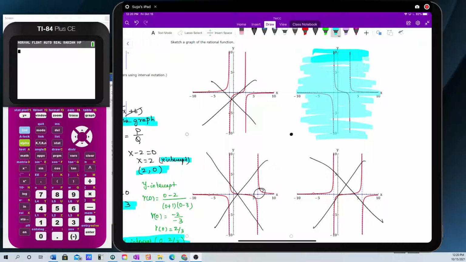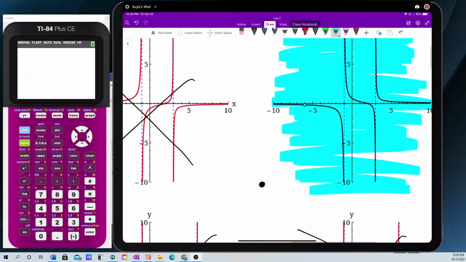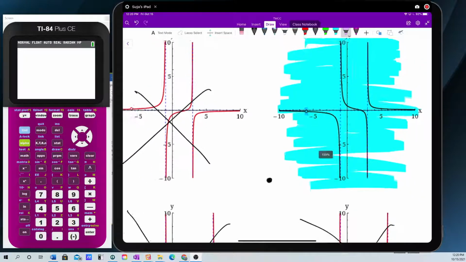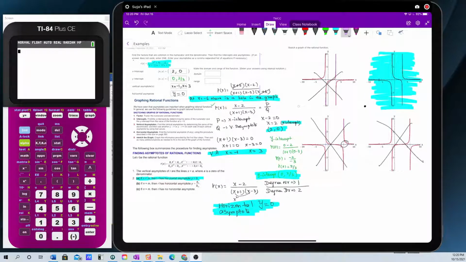To do that, one thing that I see at -6, you see there is a hole in the graph here. There's a hole in the graph at -6, so that's correct. So to cross check it, I'm going to use my calculator, and I'm going to graph the simplified version.